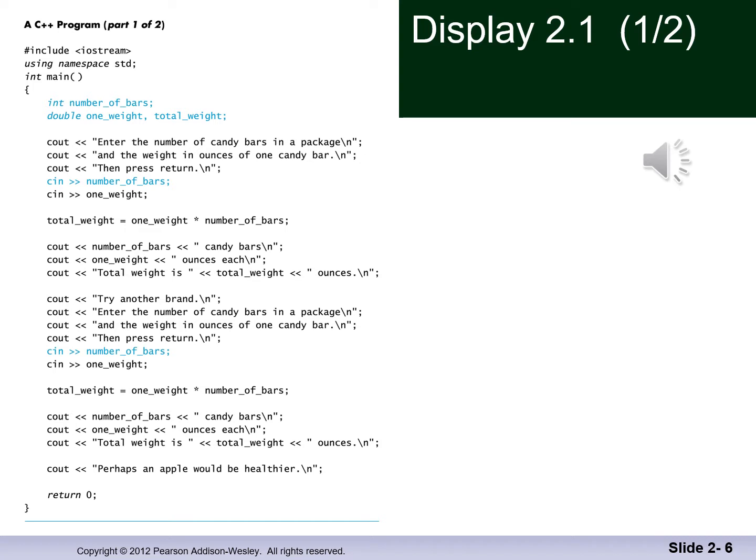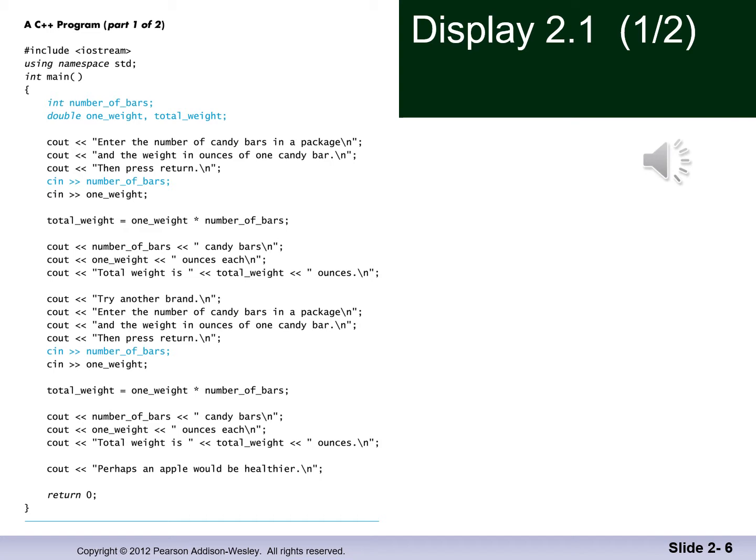The first line, int number_of_bars, we're setting aside a location in memory, a variable called number_of_bars, that will store integer numbers, whole numbers. The second line in that sequence, double one_weight, comma, total_weight, we're declaring two variable names, one_weight and a second, total_weight, that will hold double values. And we'll get to doubles later. Double is a number with a fractional component. 1.75 would be a good example.